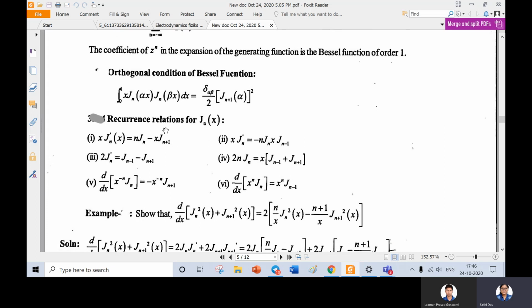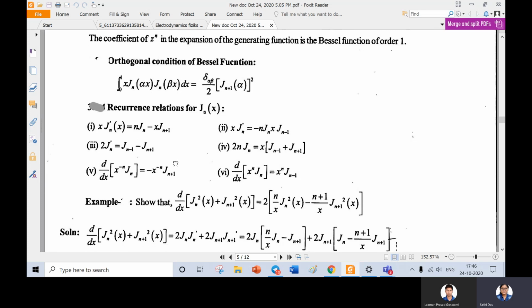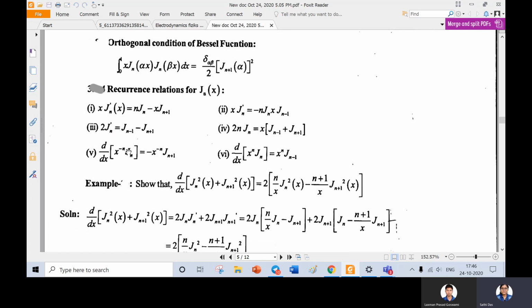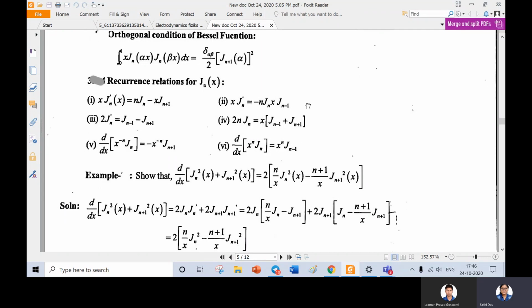The recurrence relations for the Bessel function are: x Jn'(x) equals n Jn minus x Jn plus 1; x Jn' equals to minus n Jn plus x Jn minus 1; 2 Jn' equals to Jn minus 1 minus Jn plus 1; 2n Jn equals to x into (Jn minus 1 plus Jn plus 1); d/dx of x to the power minus n Jn equals to minus x to the power minus n Jn plus 1; d/dx of x to the power n Jn equals to x to the power n into Jn minus 1.